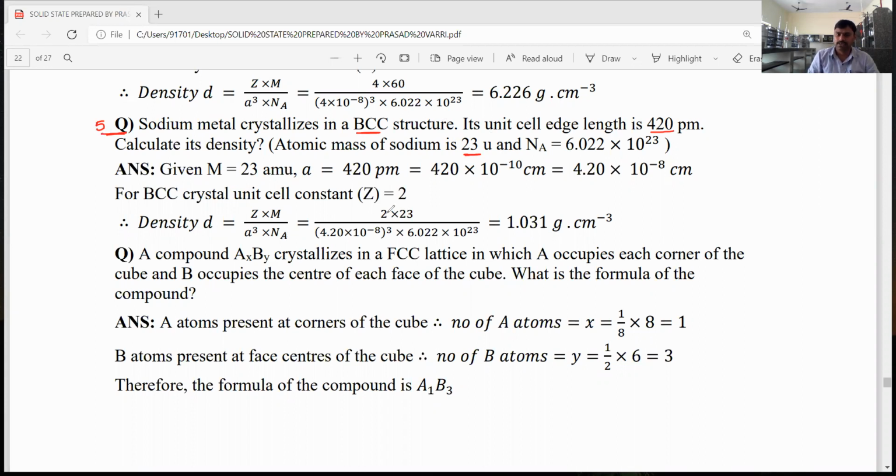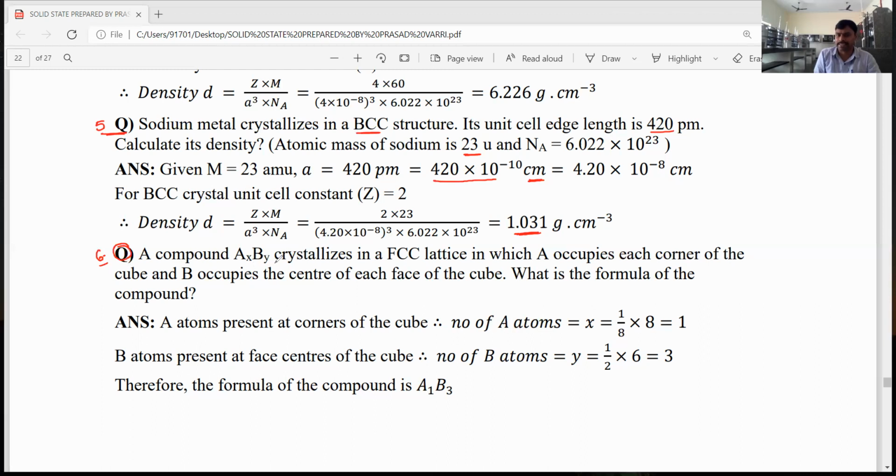So Z is equal to 2 and M is equal to 23 and a is equal to 420 into 10 to the power of minus 10 centimeters, whole to the power of 3, into 6.023 into 10 to the power of 23. On simplification, the density of that BCC unit cell is equal to 1.03 gram per centimeter cube. Okay, these model questions are also very important, dear students.